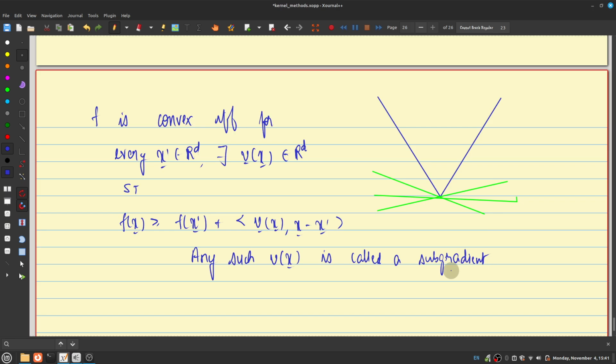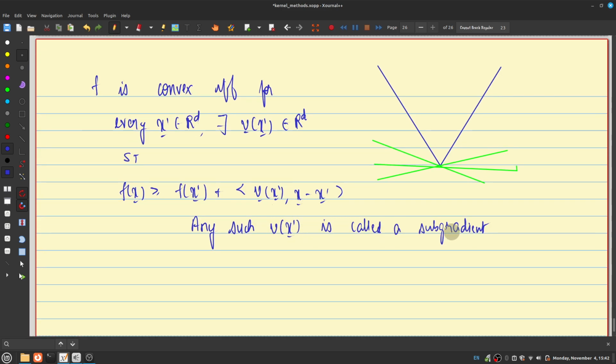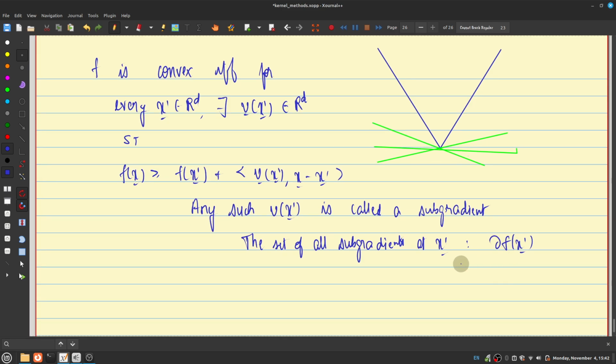I'm sorry, it should be x prime, defined at the point where the gradient or subgradient is defined. So any such v of x prime is called a subgradient, and the set of all subgradients at a given point x prime, we'll denote by del f of x prime. This is called the differential set at x prime.